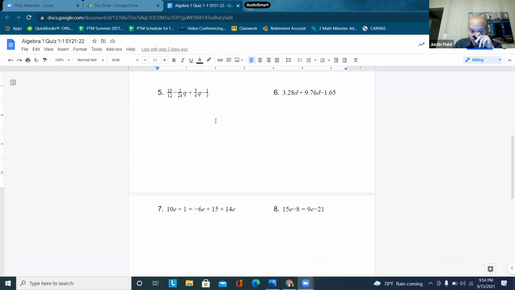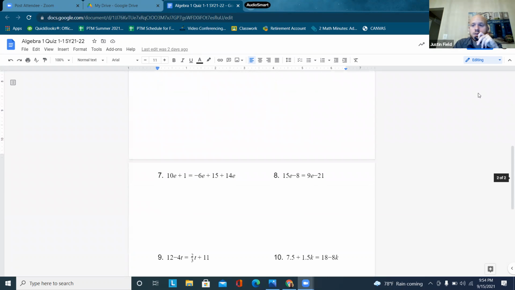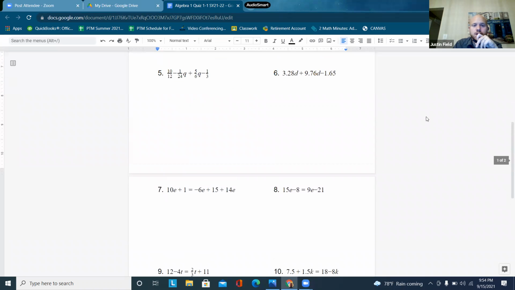Okay, let's do 5, 6, and 7. So now for number 5, fractions. We're going to underline our variable terms. I need to get common denominators. I'm going to multiply this one by 4, so I get 24 in both denominators. And then for the numeric terms, the common denominator could be 12. What do you know, I have to multiply this one by 4 as well to get 12. So now let's rewrite the equation.